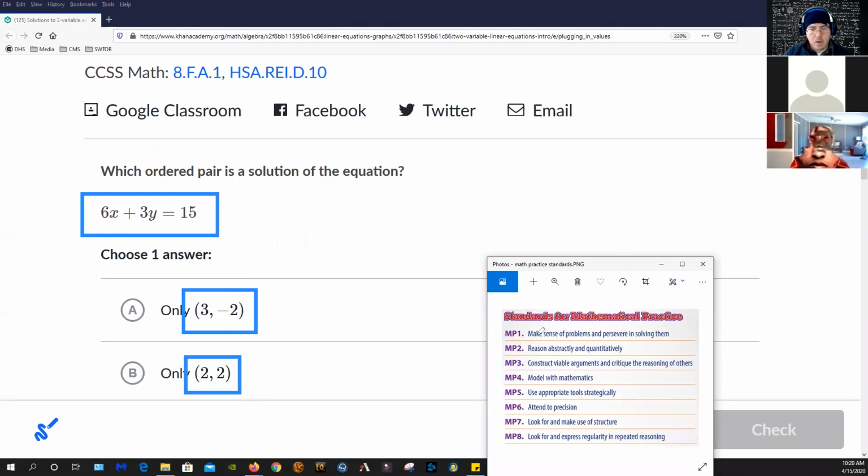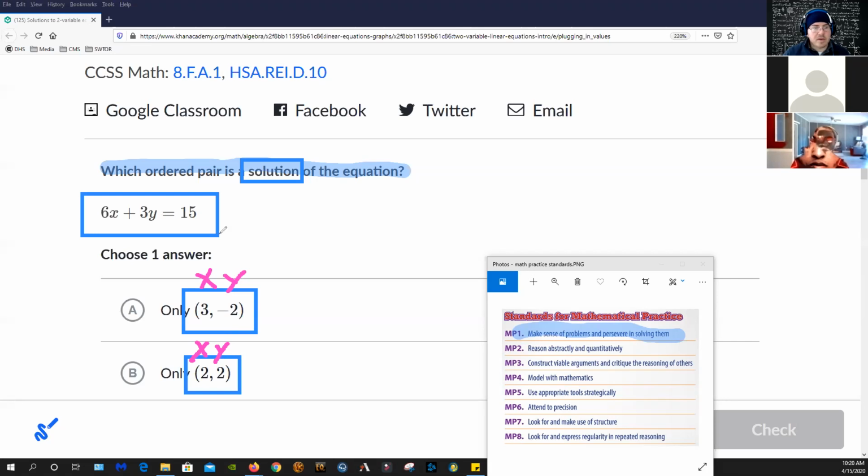Okay, step one, we got to make sense of the problem and persevere in solving it. So let's see what it says. Which ordered pair is a solution for the equation? Okay, so just so we're clear, the word solution is going to be an x value and a y value that makes this sentence true. So to make something true, they've given us these x and y values to test. Now, maybe they both work, maybe neither one of them works.